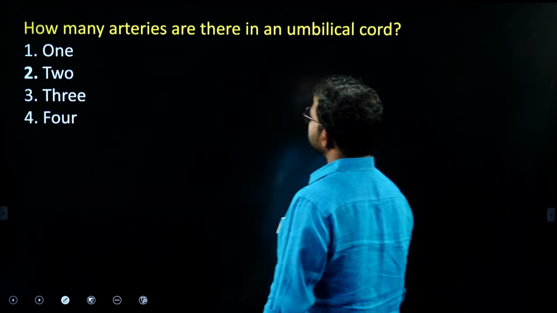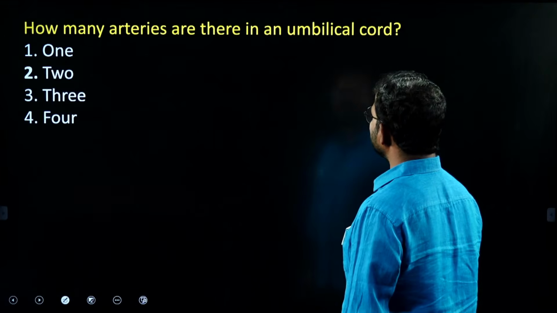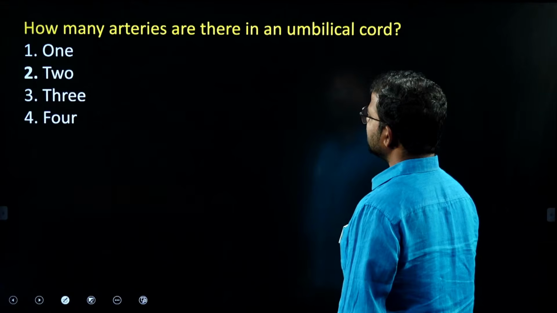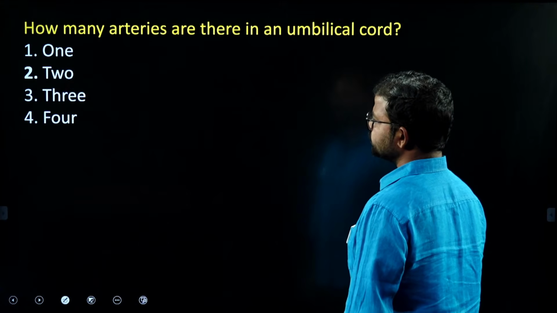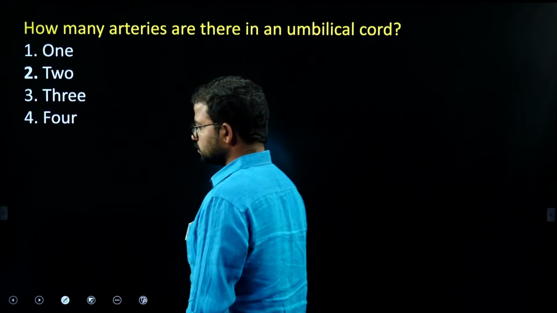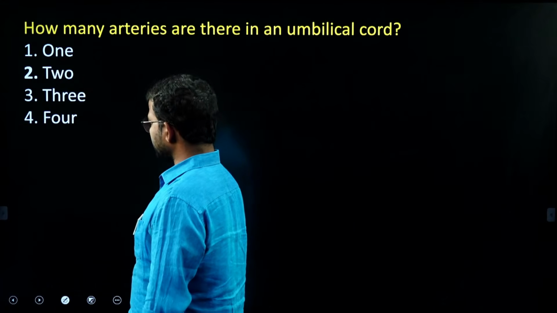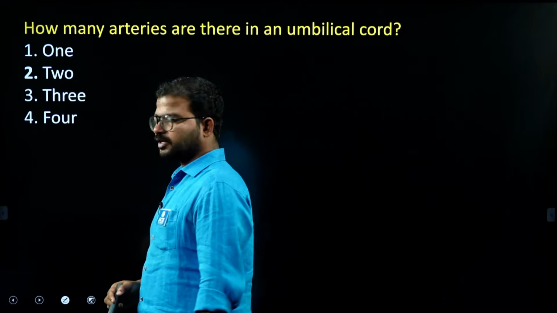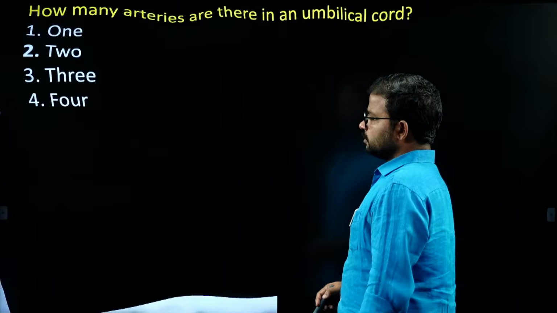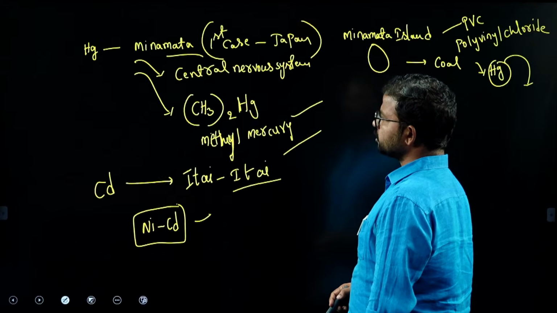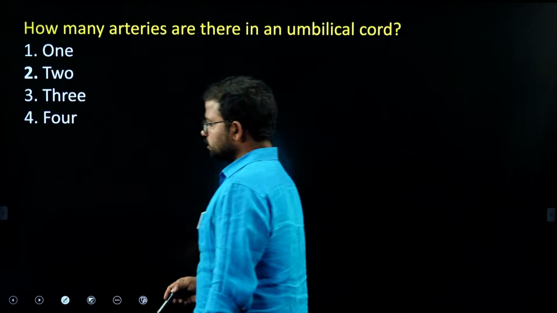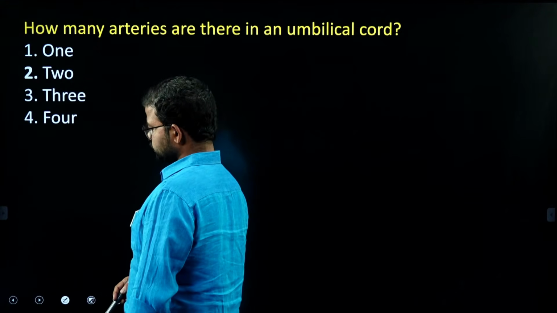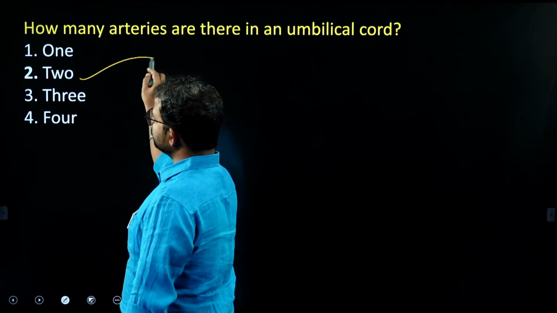Next, how many arteries are there in the umbilical cord? 1, 2, 3, 4. So how many arteries are there in the umbilical cord? Anyone? 3? Okay, 2. So option 2 is the correct answer.